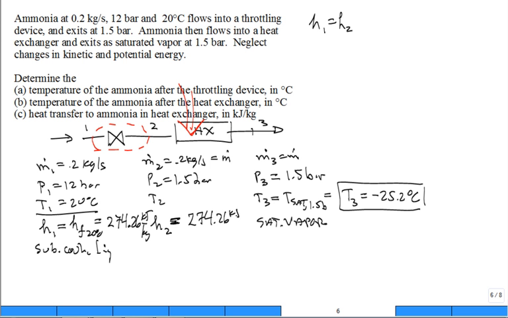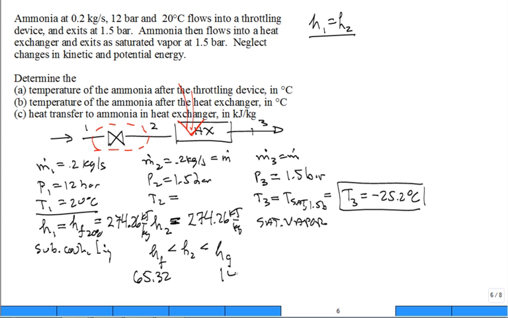274.26 kilojoules per kilogram because it's isenthalpic. Okay, well, what is the description of the state of the fluid at state 2? Well, I go to 1.5 bar and I get h_f and h_g, and I see that h2, guess what, is between them. This is 65.32 kilojoules per kilogram.